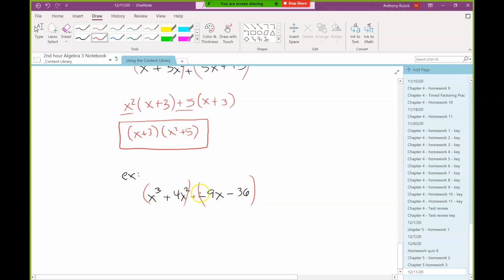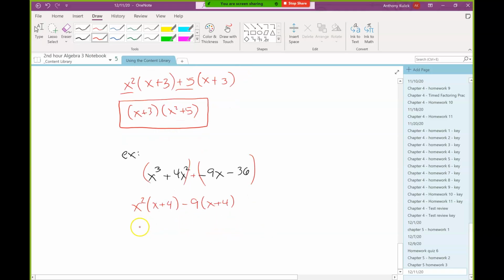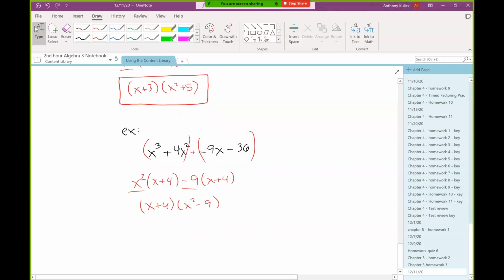If I look at each term, my greatest common factor is x plus 4. And that leaves me with x squared minus 9. Now I should check if I can factor any more. X plus 4 is linear, so I know that doesn't factor anymore. But x squared minus 9 is a difference of two squares. So just like we would have factored this in the previous chapter, I can write that as x minus 3 and x plus 3. And now that everything is linear, I know there's no more factoring to do.